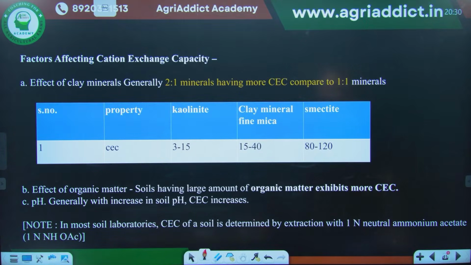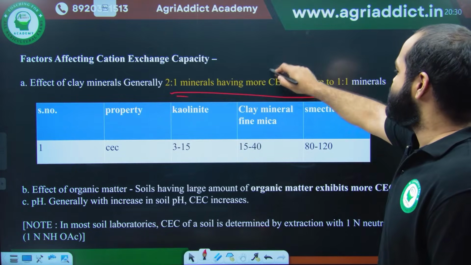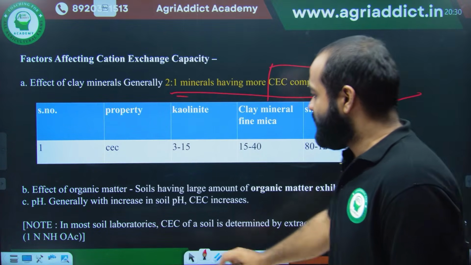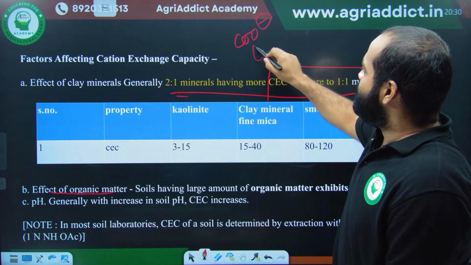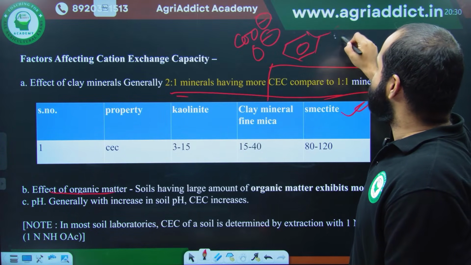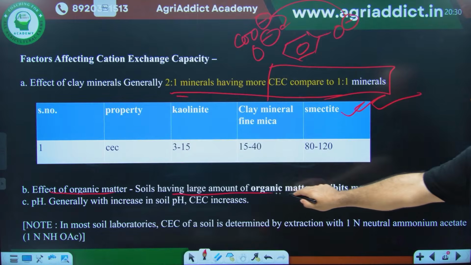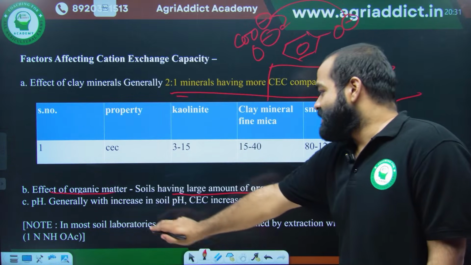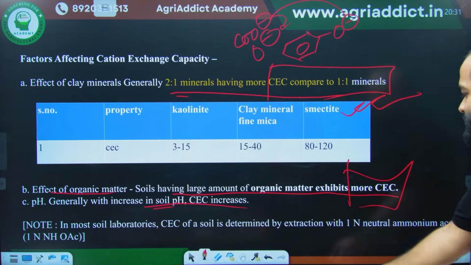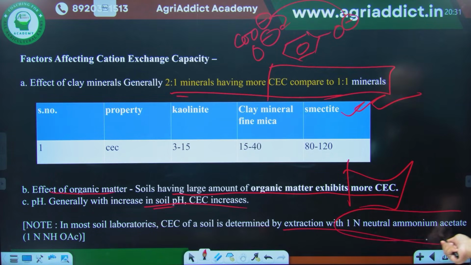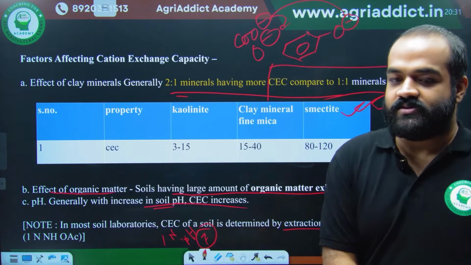Moving on, what are the factors that affect cation exchange capacity? These are very easy. We will just move past these. Effect of clay minerals. Generally 2:1 minerals have more CEC compared to 1:1 minerals. This table all of you know. Effect of organic matter. We know organic matter has lots of functional groups. Those functional groups will result in lots of negative charges in the soil, and these negative charges are nothing but the cation exchange capacity. So soils having large amount of organic matter exhibit definitely more CEC. Generally with increase in soil pH, CEC increases. Why? This we will see in the origin of charge. In most soil laboratories, CEC is determined by extraction with 1 normal neutral normal ammonium acetate. Neutral normal means 1 normal at pH 7. This is also very important.